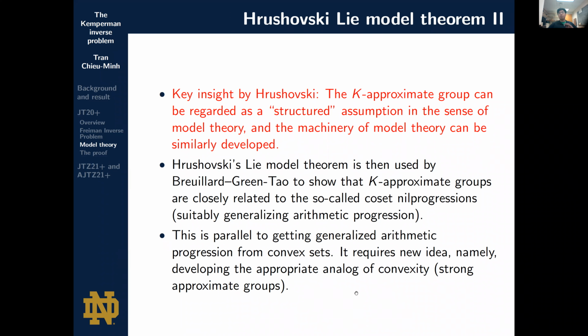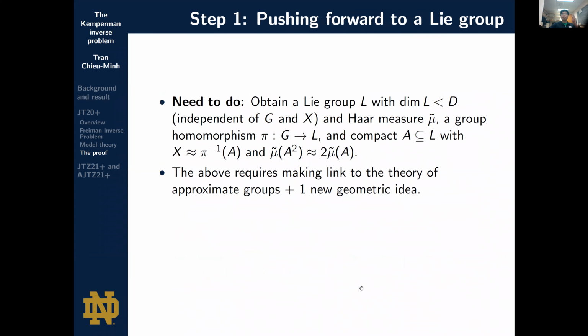All right, so let's get back to our problem. In our problem, what we need to do is obtain a Lie group L with dimension of L smaller than D, together with a set A such that X is almost the inverse image of A. And so this would require making a link to the approximate group theorem plus one new geometric idea.